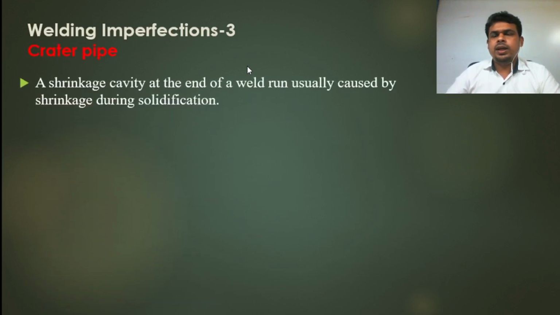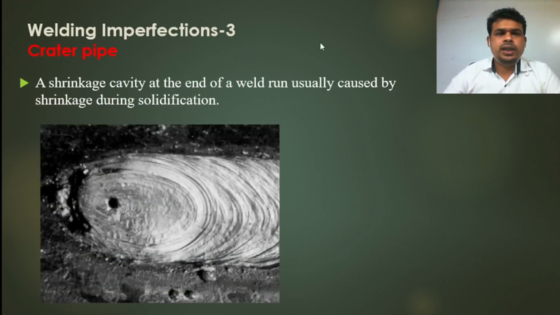Another defect is the crater pipe. So what is the crater pipe? It is a shrinkage cavity at the end of the weld run, usually caused by shrinkage during solidification. When we do the welding, at the end of the weld after we stop welding, in that place during solidification one hole forms.